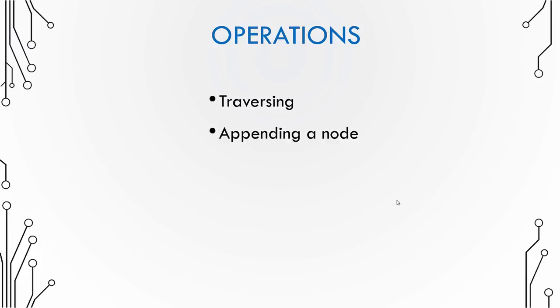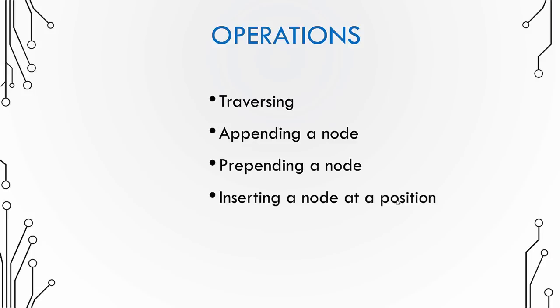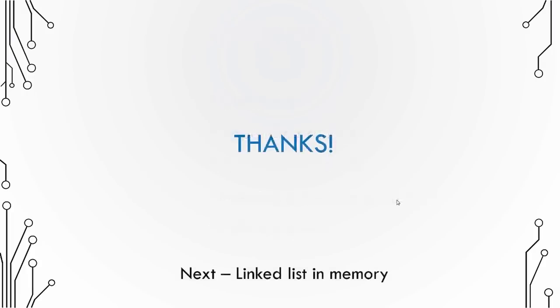Another operation is appending a node. That means adding a node to the end of the list. Prepending a node means adding a node to the start of the list. And then there is an operation which allows us to insert a node at a particular position. And of course, deleting a node. So that was a little bit about linked lists. Next, we will see how linked lists are organized in memory.